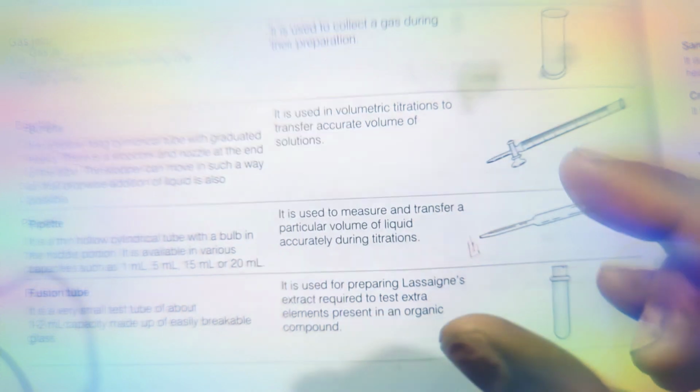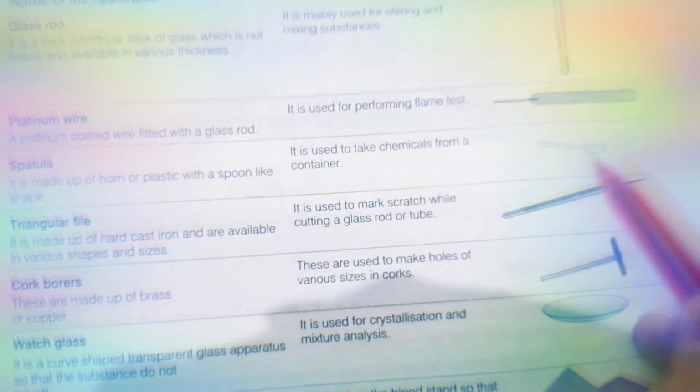Fusion tube. This is a small tube which is used to prepare the sodium carbonate extract, or lassaigne extract, for organic compound functional group detection. Next one is glass rod, which is used basically for stirring and mixing the substances. Platinum wire used for performing flame test. Next, spatula, a spoon-like structure used for giving or taking chemicals.